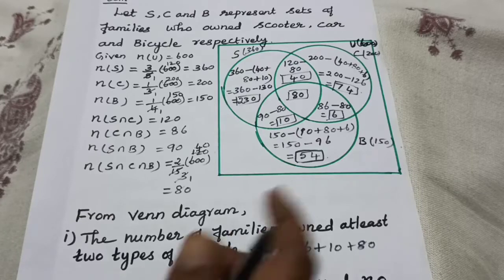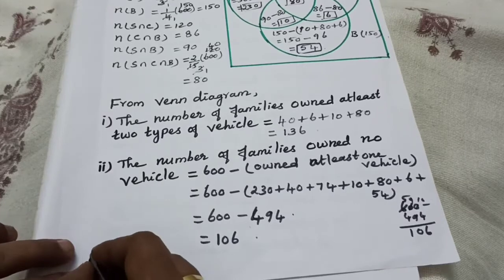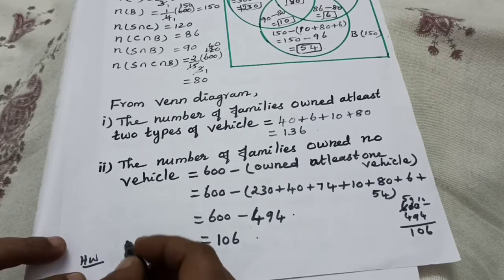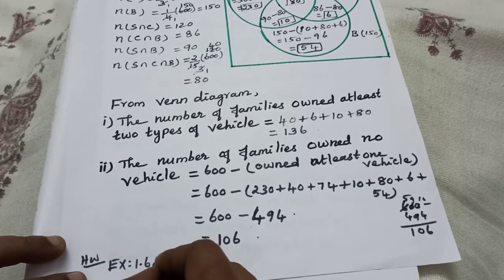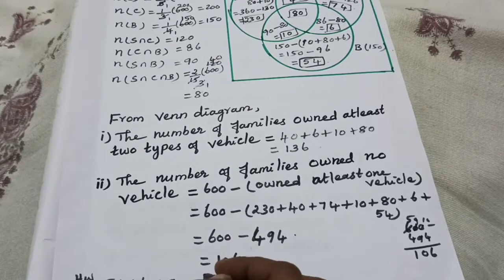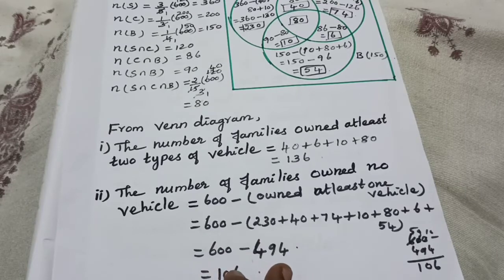One question I am giving as homework for you. Okay, that is homework. Exercise 1.6, ninth sum. This is the same as example 1.32 model. Okay, same as example 1.32. Then try to do your homework.